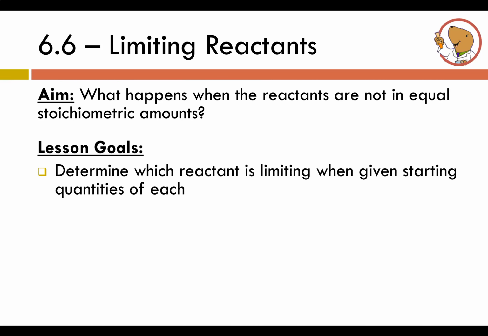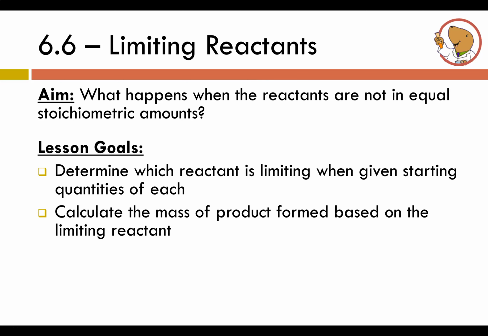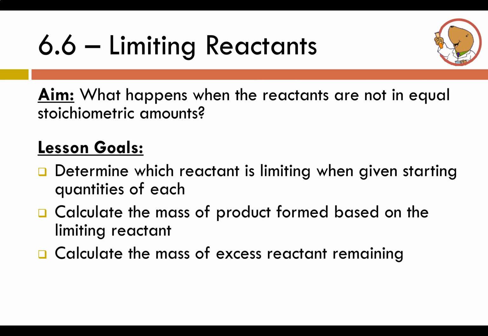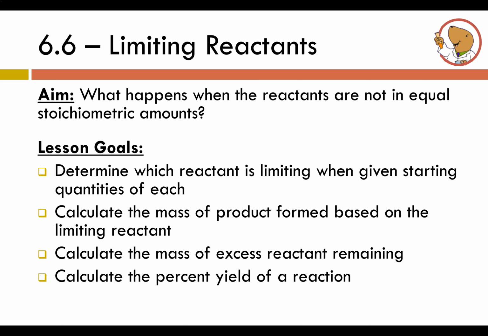Goals for today's lesson. We're going to be able to determine which reactant is limiting when given starting quantities of each. We're going to be able to calculate the mass of product formed based on the limiting reactant. We're going to calculate the mass of excess reactant remaining, and we'll be able to calculate the percent yield of a reaction. So a lot of math again, so make sure you've got a calculator, and let's get started.